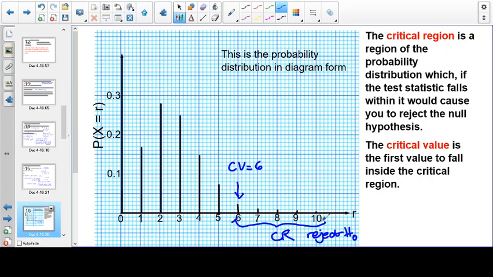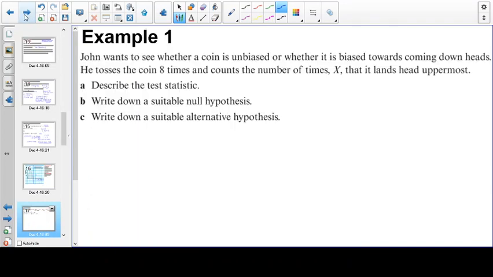Right, so I hope that made a little bit of sense. I'm going to work through some standard questions now. This one is just about setting up the hypotheses, and then I'll look at a couple more of the questions.